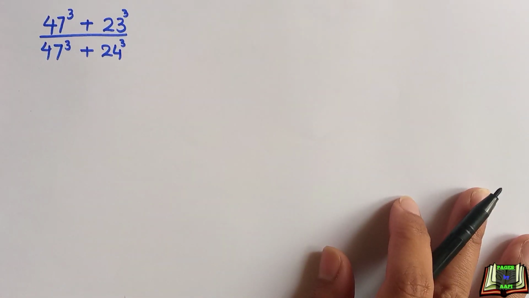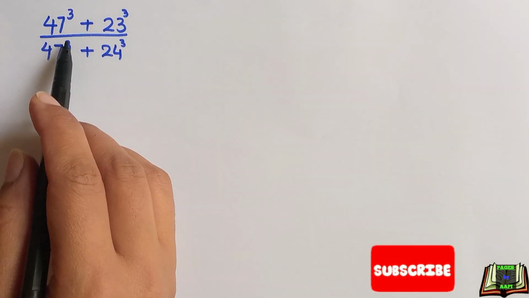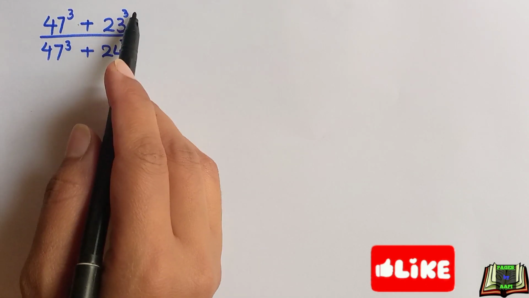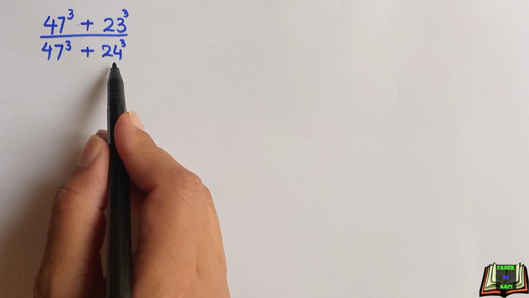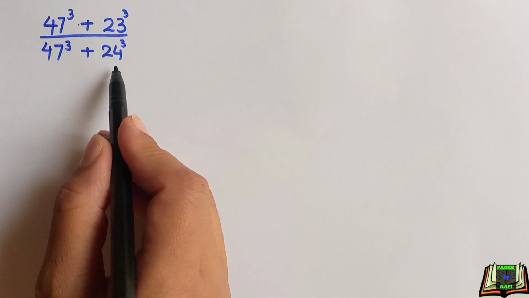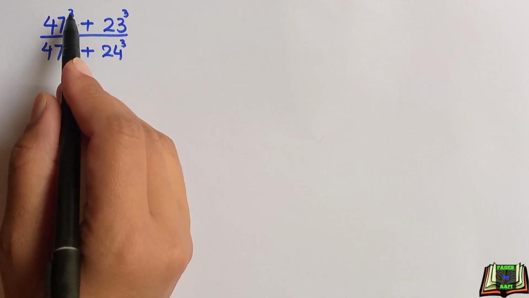We have a very nice rational problem today. Let's look at the question: (47 cube + 23 cube) over (47 cube + 24 cube). Take a look at what is common in that. As we can see, all have the same power 3.